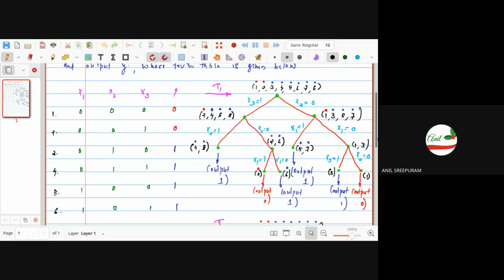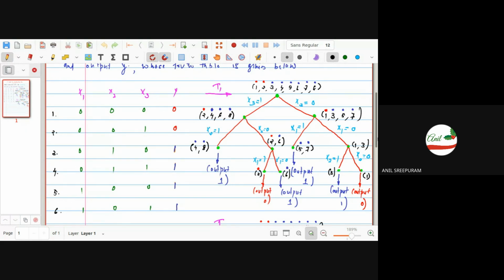At a later point of time, suppose I give 1, 1, 1 as the input. If somebody asks what the output of this Boolean circuit is when the input is 1, 1, 1, it will take the value of x3 first. x3 equal to 1 means the left child path of the root node. Then it will take the x2 value. x2 is also 1, which means the leftmost path of the left child, where you have output value 1. So the model is correctly predicting your output. This is one decision tree.